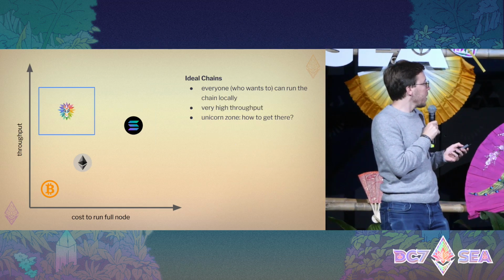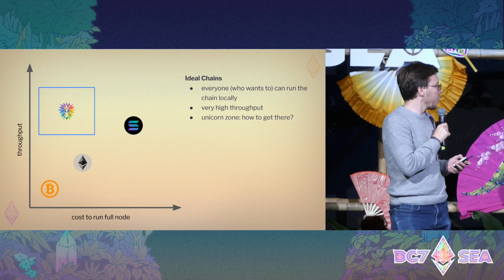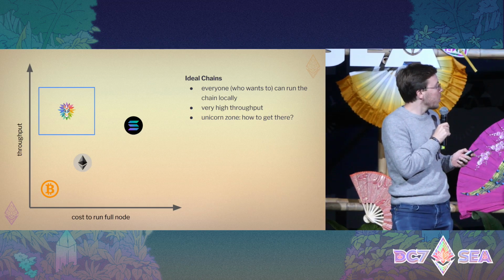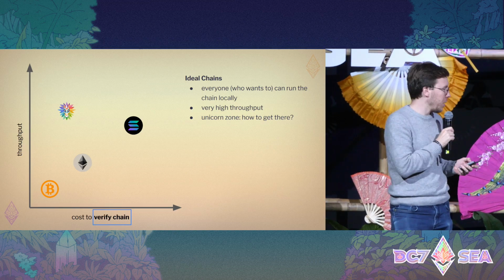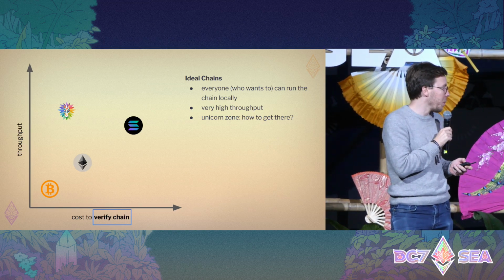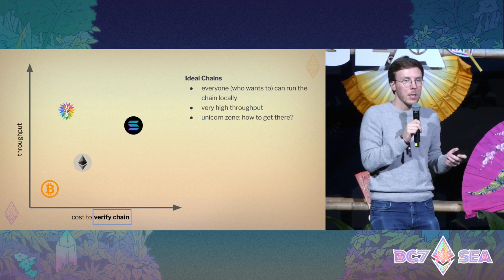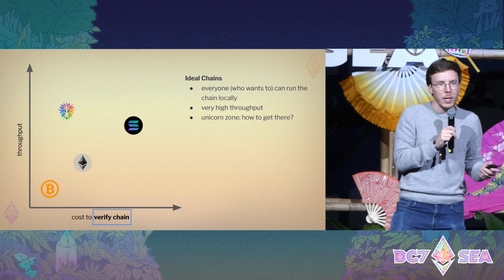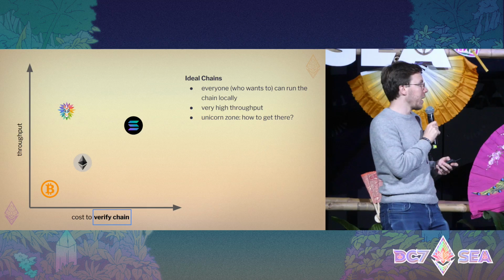Now, ideally, we want to go there, right? The ideal chains have a very low cost to run a full node, so everyone can verify, but they have high throughput. So how do we do this? This is the key rollup trick. We realize that what actually matters is the cost to verify the chain, and if there's a way to verify the chain cheaper than running a full node, that's sufficient. That's how we get to rollups, because rollups are a way to compress verification of a chain.